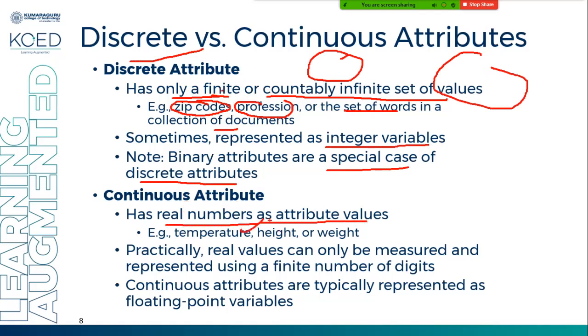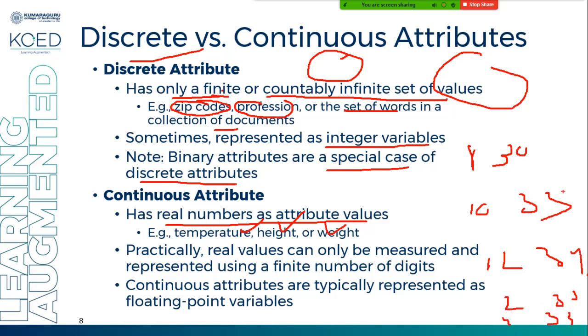For example, temperature, height, and weight. Temperature: what is the temperature at 8 o'clock in the morning? 30 degrees. At 10 o'clock, 33 degrees. At 12 o'clock, 34 degrees. At 2 o'clock, 35 degrees. At 4 o'clock, 33 degrees. So these are continuous values. The height of the first student is 150 centimeters, the second is 140, the third is 170. These are continuous values, and this is known as a continuous attribute. They are real values.